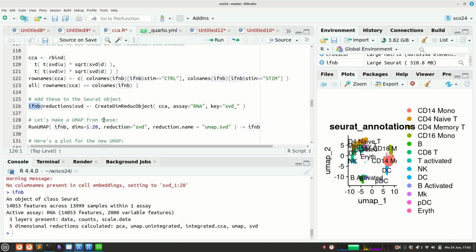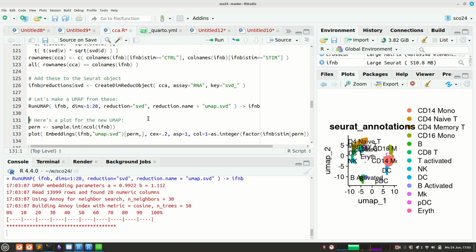Now my interferon D object has lots of reductions: the PCA that we originally did, the CCA that Seurat did when we told Seurat to integrate it, and the SVD that we got when we tried to integrate ourselves. And we have a UMAP calculated from this PCA. We have a UMAP calculated from Seurat CCA, and now let's add a UMAP calculated from our SVD.